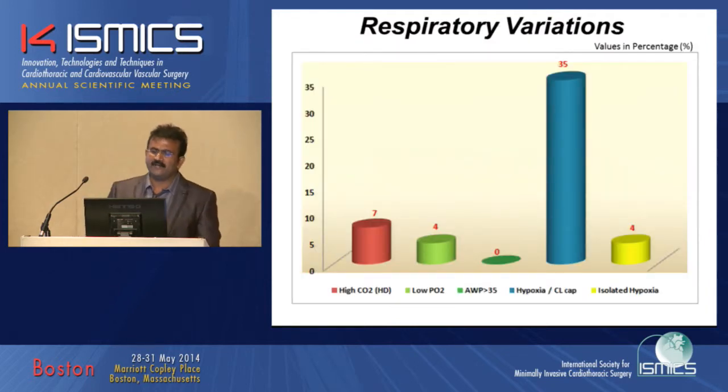In terms of respiratory variations, 7% of the patients had significant hypercarbia with hypoxemia, which required change in ventilatory settings. 4% of the patients had isolated hypoxia, but 35% of the patients had hypoxia because of contralateral pleural breach with capnothorax. But none of the patients had a critical peak airway pressure of more than 35 centimeters of water.